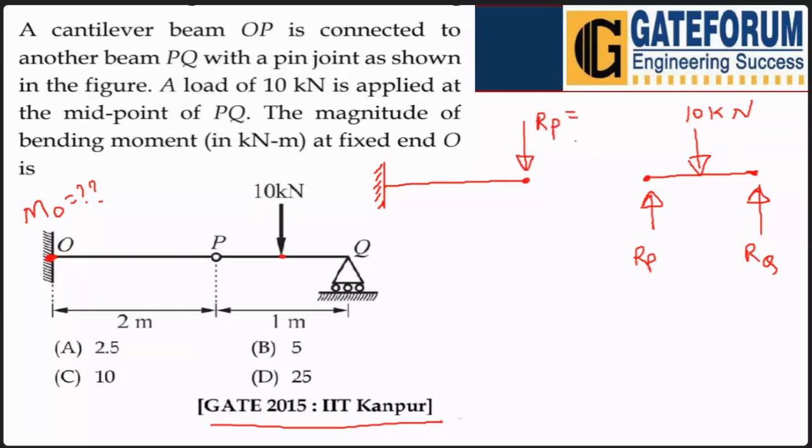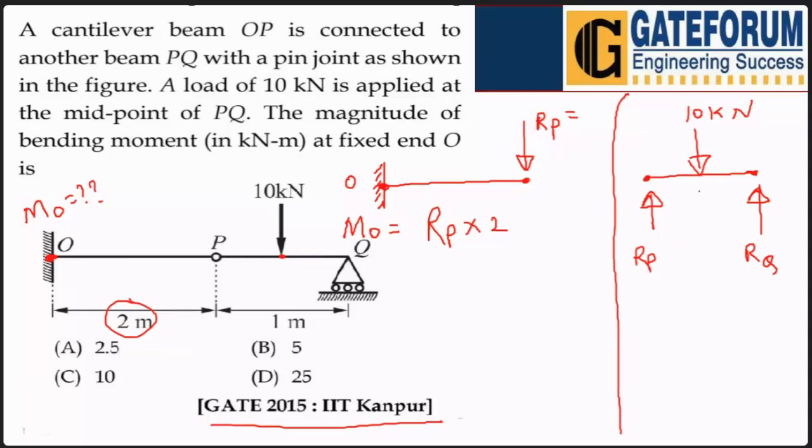So we need to get the value of RP, because if this point is O, and somebody asks you what is the bending moment at O, you will say simply that at O there is only one load, RP, multiplied by the length of 2 meter. Because this length is 2 meter, it is RP into 2. But what is RP? We do not know RP now. So solve beam 2 first.